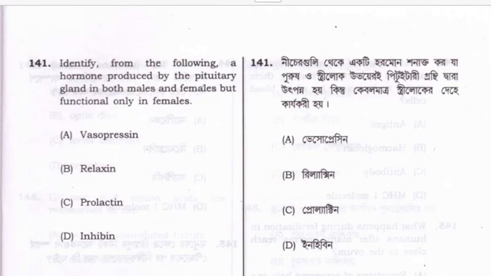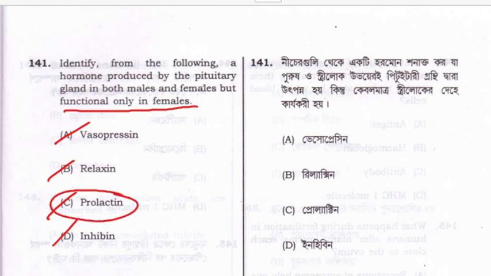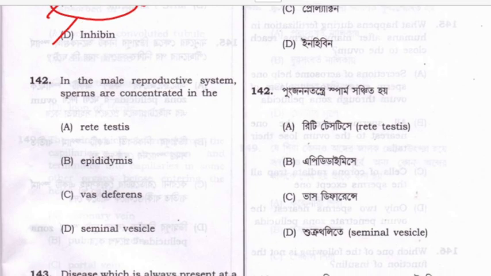Identify from the following a hormone produced by the pituitary gland in both male and female but functional only in females. Vasopressin, relaxin, prolactin, inhibin. So the correct answer is option C. Prolactin is produced in both male and female but it is inactive in male.